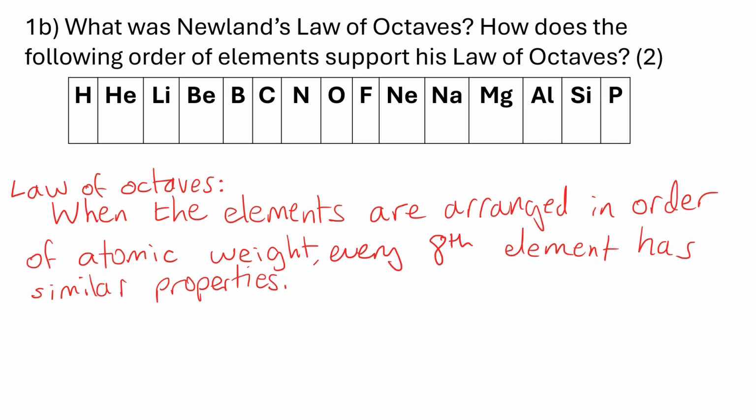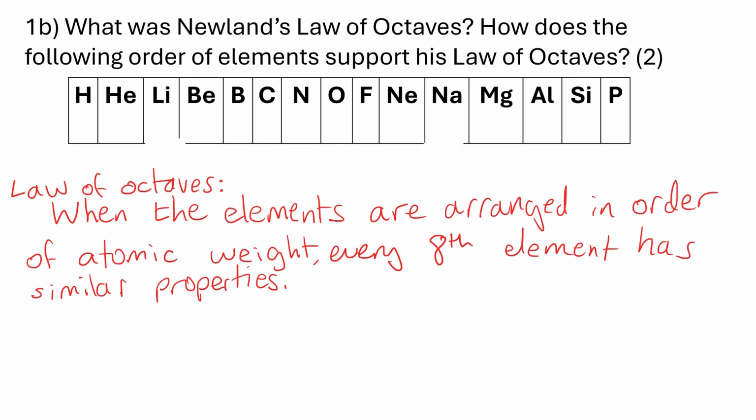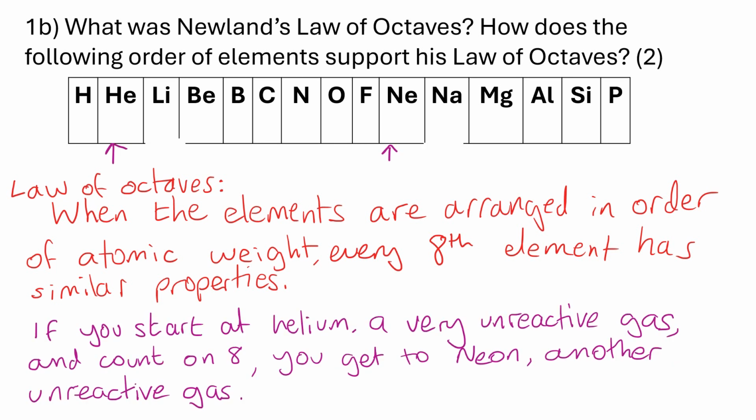So we could choose lithium to show this. So if you start at lithium, a very reactive metal, and count on 8, you get to sodium, which is another very reactive metal. So we're showing that the elements that are 8 apart are similar in terms of their properties. We could also answer it by talking about helium. And if you start at helium, a very unreactive gas, and count on 8, you then get to neon, which is another unreactive gas.